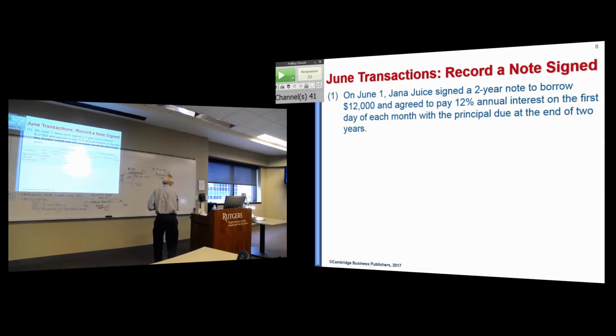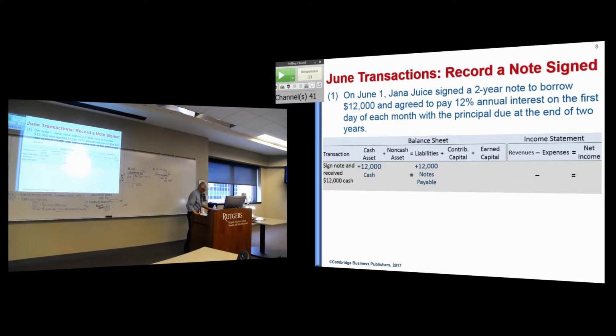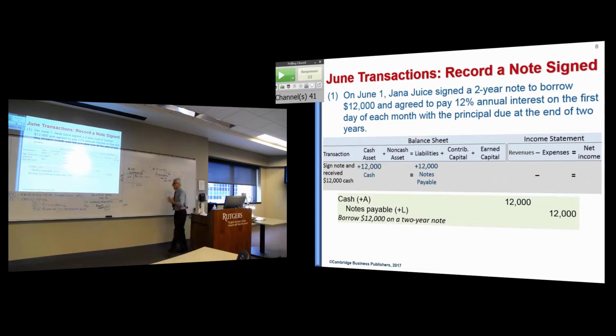Now, the journal entry, of course, this is the way you analyze. The next step is to record. The recording starts with the journal entry. Debit the asset cash, credit the liability notes payable. Again, the format, debits first against the margin, credits are indented.